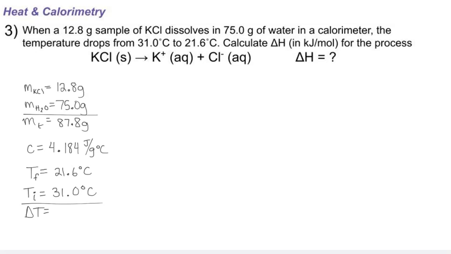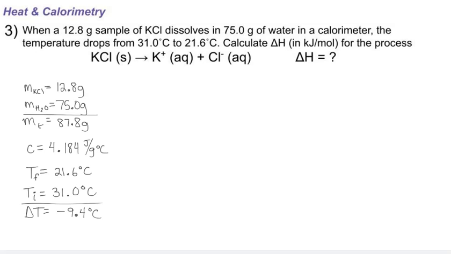So the temperature is actually going down here. The surroundings are dropping in temperature, which means that this is an endothermic reaction happening, or an endothermic dissolving process, because it's lowering the temperature. Our delta T we can get by just subtracting. The final minus initial gives us negative 9.4 degrees Celsius.